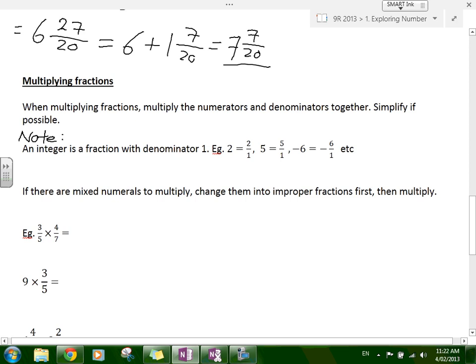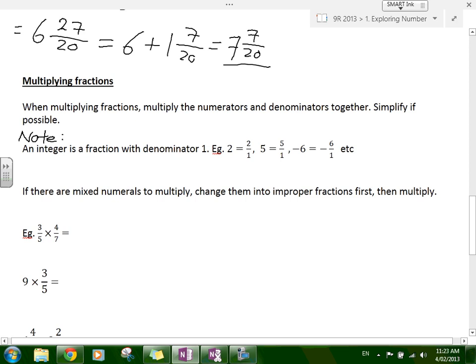So 2 is just 2 over 1. 5 is just 5 over 1. Minus 6 is just minus 6 over 1. You don't need to write the denominator of 1 because anything divided by 1 is just the same. So this is the important thing to remember: when you're multiplying an integer with a fraction, you multiply just the numerator. Right, we'll have a look at the example.